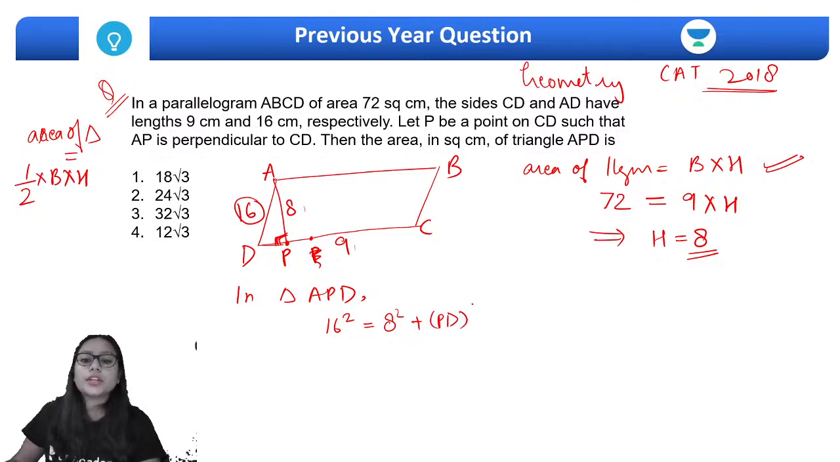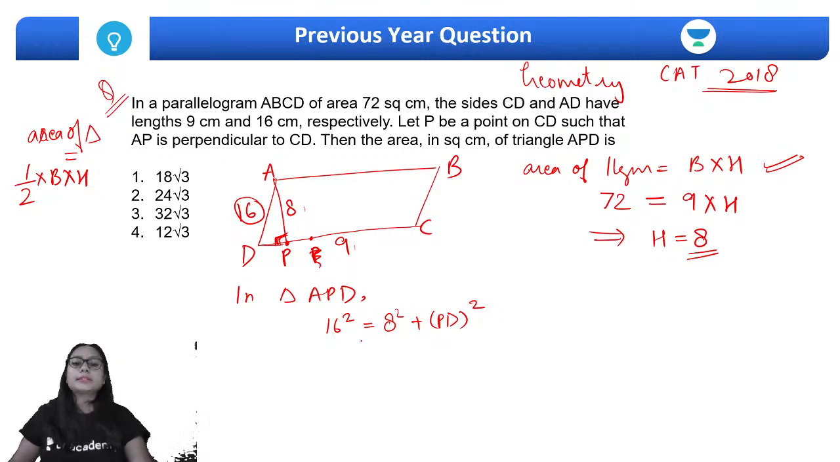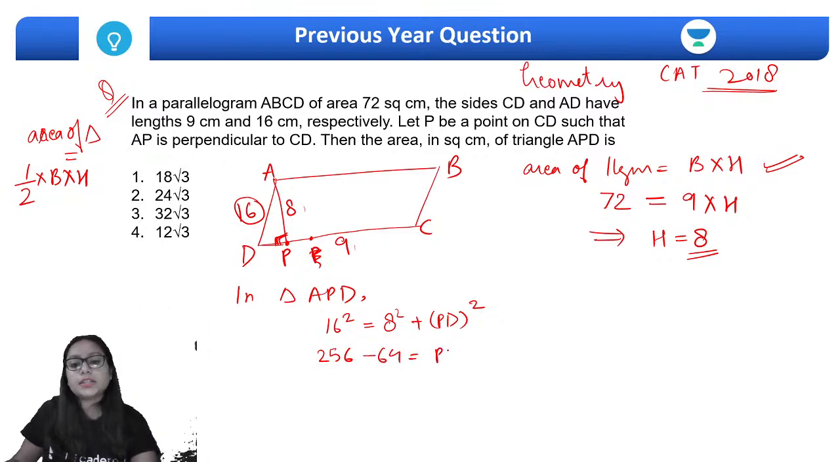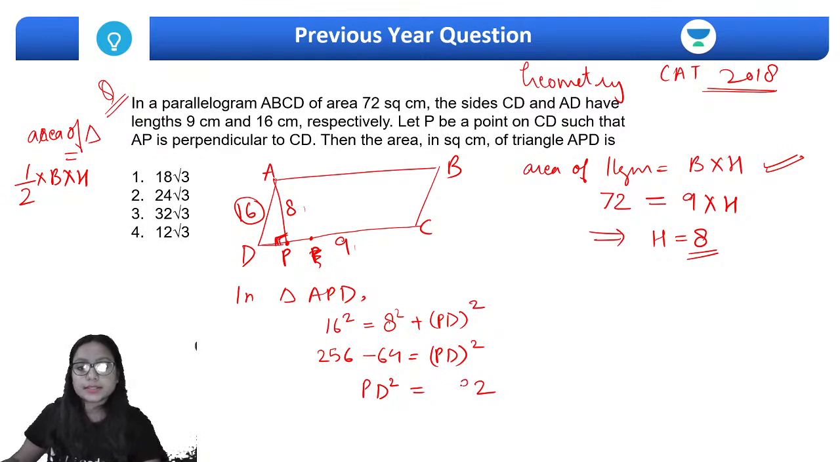Okay, so according to Pythagoras theorem, this is 16 square is equal to 8 square plus PD square. So 16 square is 256 minus 64 is equal to PD square. Okay, so from here we can get the value of PD. Let us solve for it, and this will give me 192. So we have the value of PD as under root 192. Okay, so this is the base of this triangle.